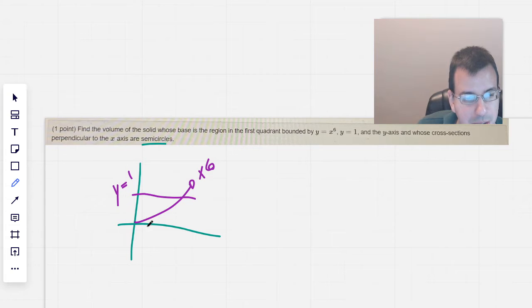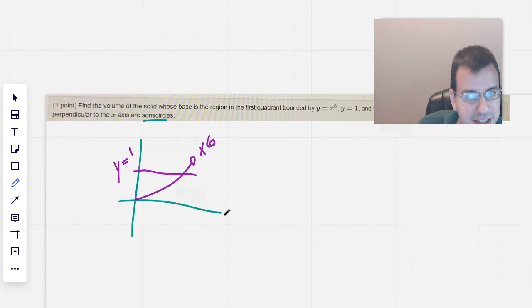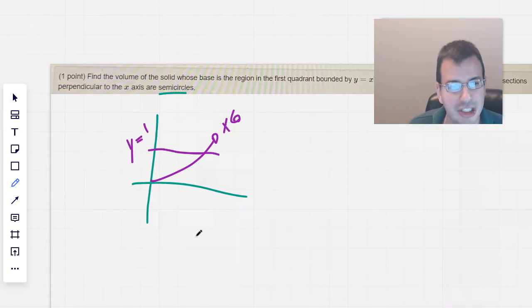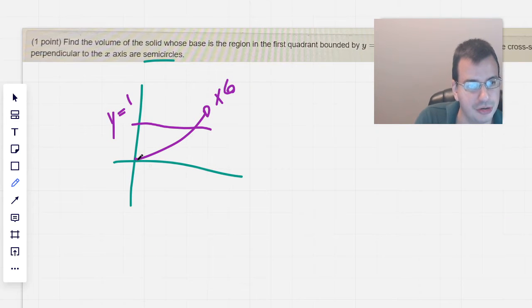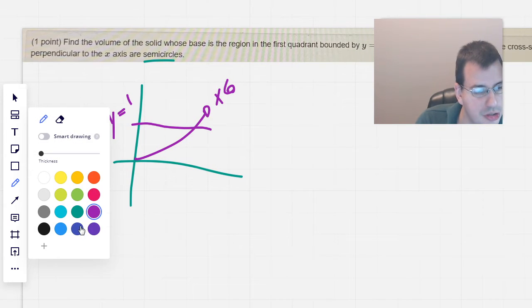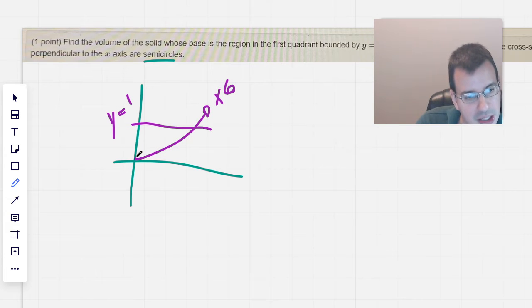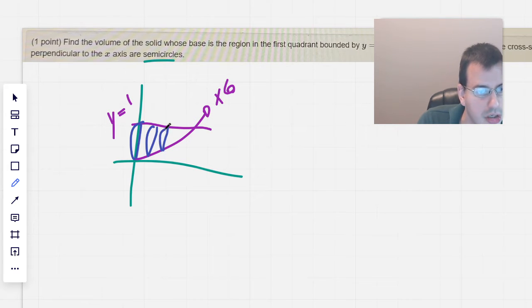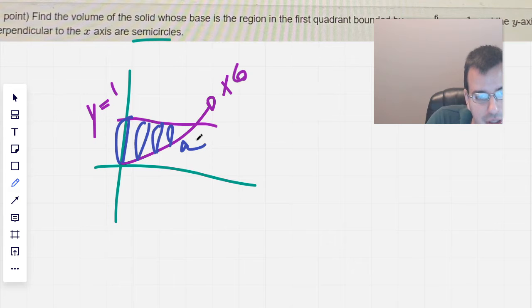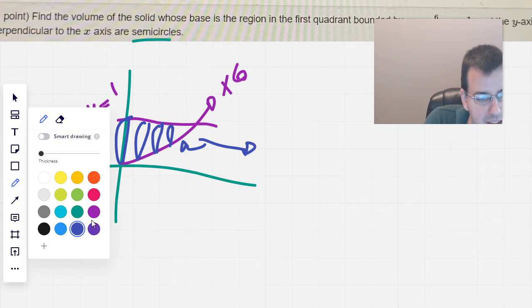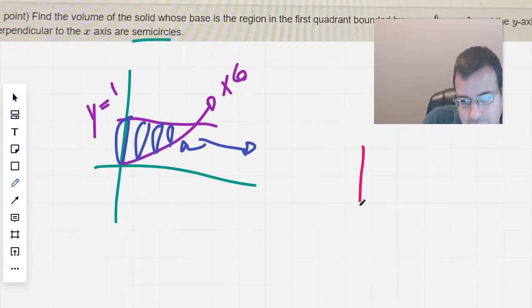And the cross sections that are perpendicular to the x-axis, that's the x-axis right there, the horizontal one, they're semicircles. So I'm going to call them half circles. So what I'm going to do then is say that we're going to have half circles like this. And this distance here will be the base of the semicircle. So I'm going to draw one of these out over here, get a little bit of perspective.